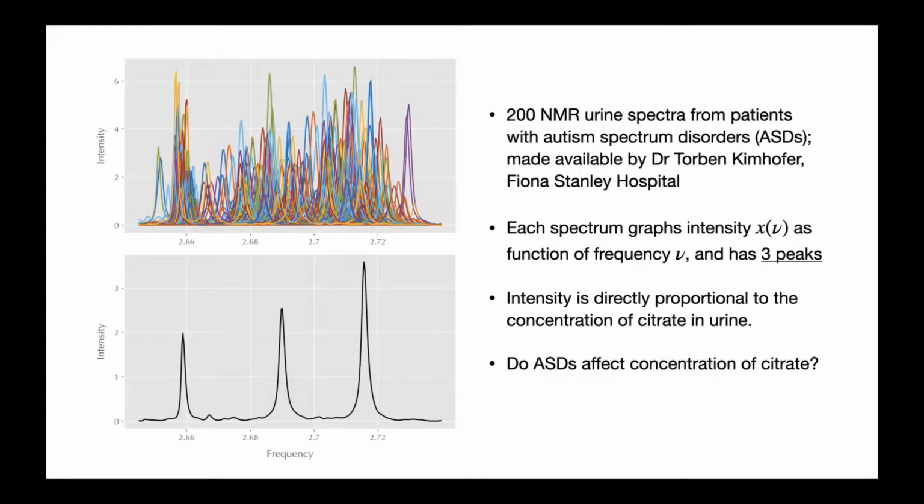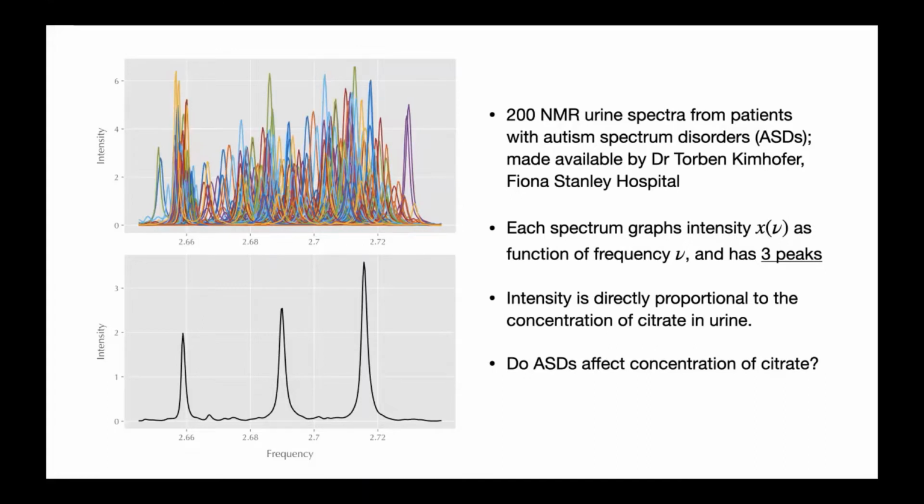So really the main question we want to answer when looking at this data set is: do ASDs affect the concentration of citrate in urine? If we can analyze the intensity of the peaks as a sample, we may be able to learn how ASDs affect chemical processes in the body that produce citrate as a byproduct.